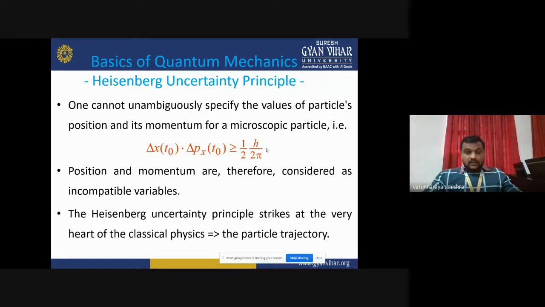After that, people started thinking about microscopic phenomena, which became the basis for the development of quantum physics or quantum mechanics.